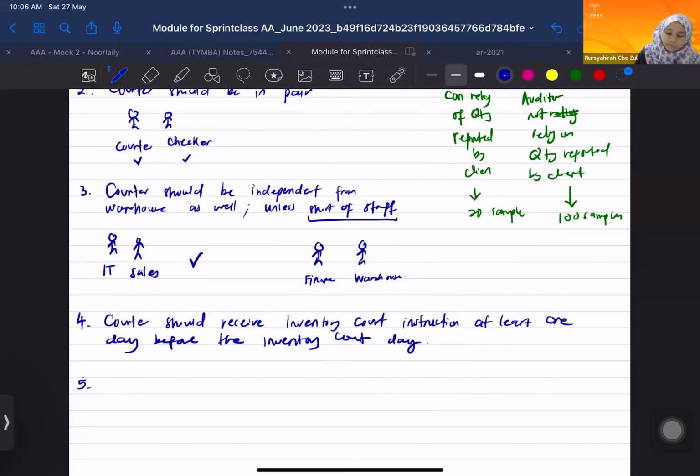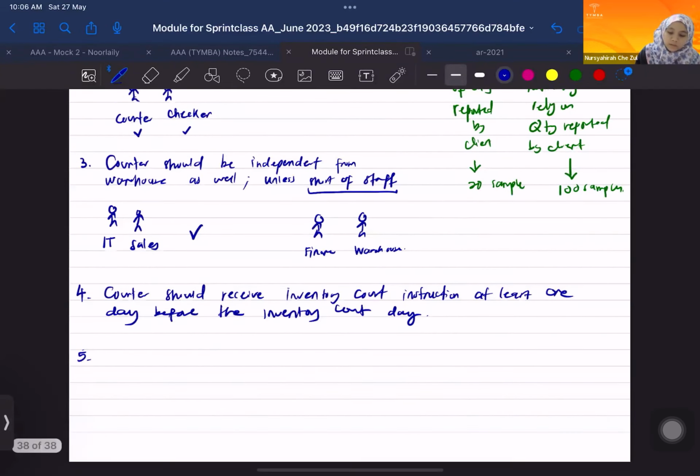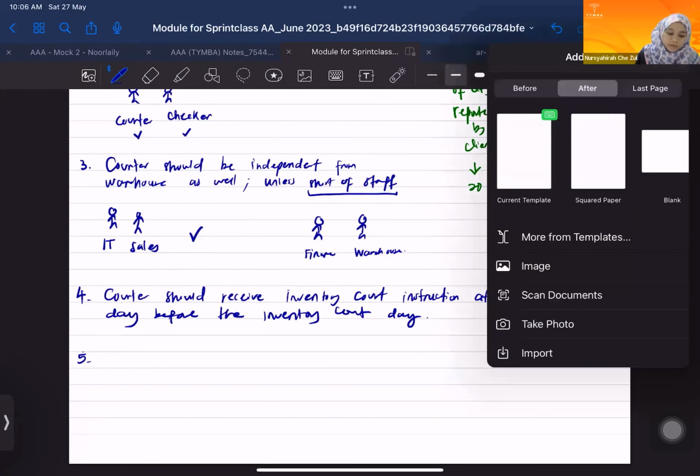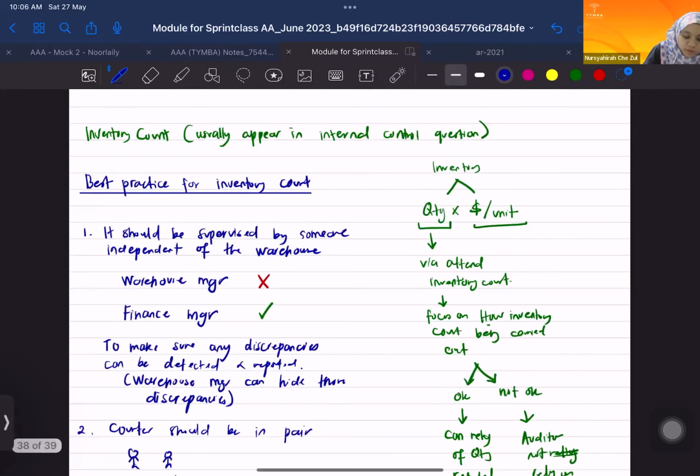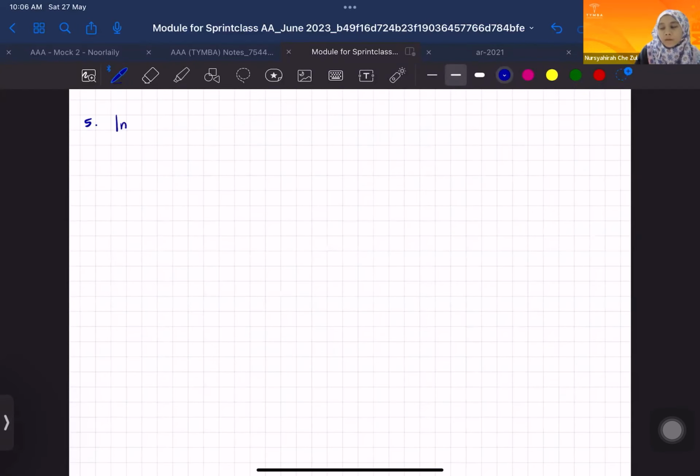Okay, what's next? This is number 5. All the counters will receive not one piece of paper, but many pieces of paper, to jot down the quantity of items that they counted. This paper is called the inventory count sheet. It's just a piece of paper.